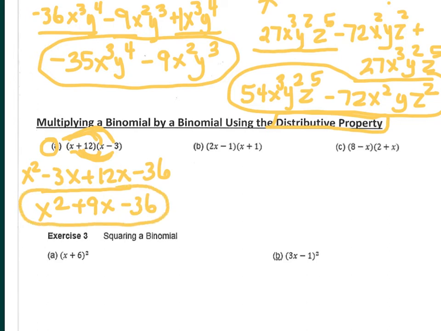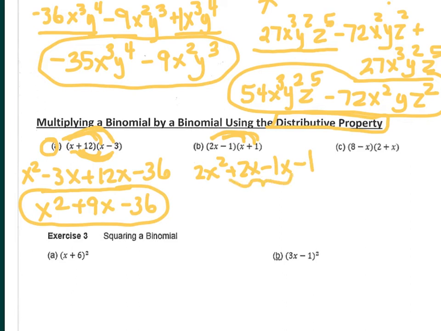Let's try another one. 2x times 1x is 2x squared. 2x times positive 1 is positive 2x. Now we're going to take the negative 1 through the second set of parentheses. Negative 1 times x is negative 1x. And negative 1 times 1 is negative 1.